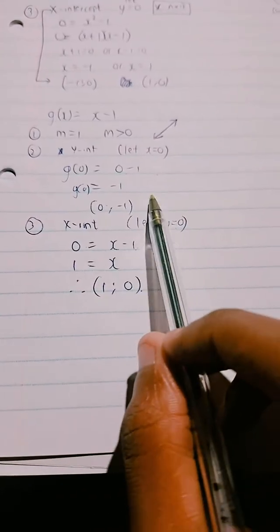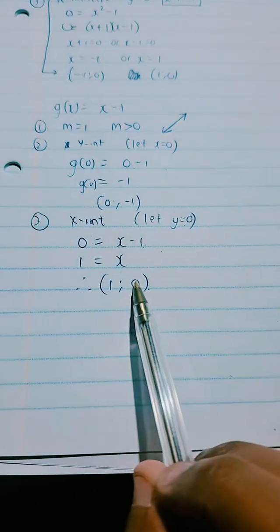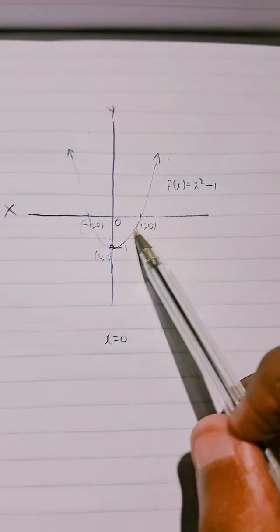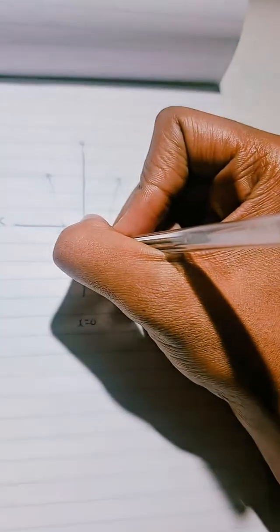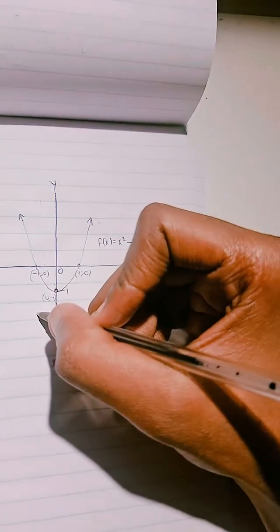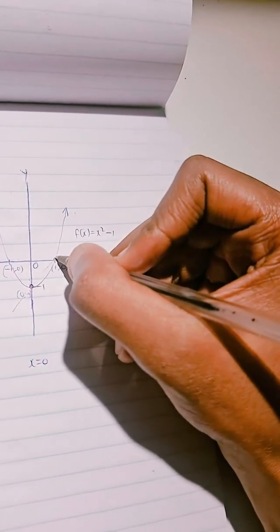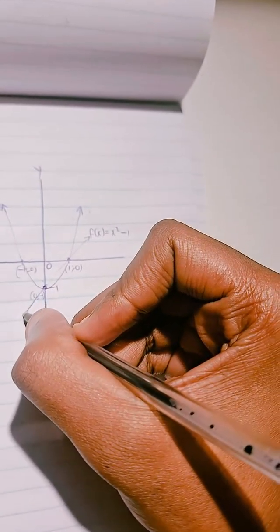Using the dual intercept method, we got the y-intercept and the x-intercept. So we sketch these points on the same set of axes where we had our parabola. Where is 0 and -1? Here. Where is 1 and 0? Here. So our straight line is going to go in that direction.